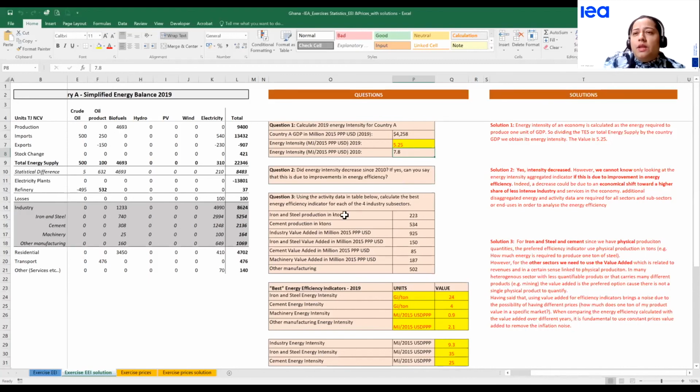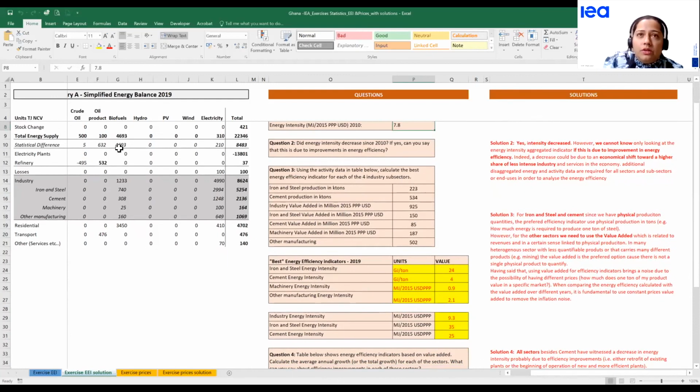Question 3 is, now, in addition to the energy balance data, you are provided with some activity data in the table below. So you have production amounts for iron and steel and cement, and you also have value added information for all those sectors. And the first question is, using the activity data in the table below, calculate the best energy efficiency indicator for each of the 4 industry subsectors here.